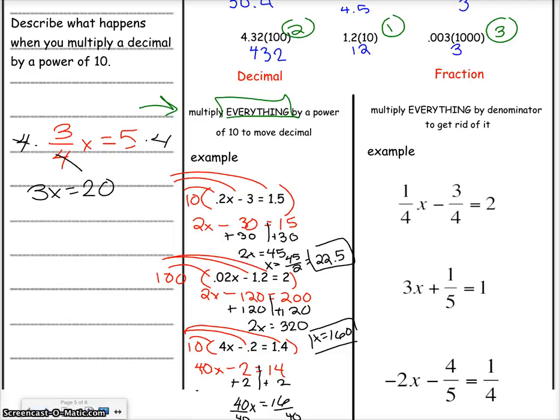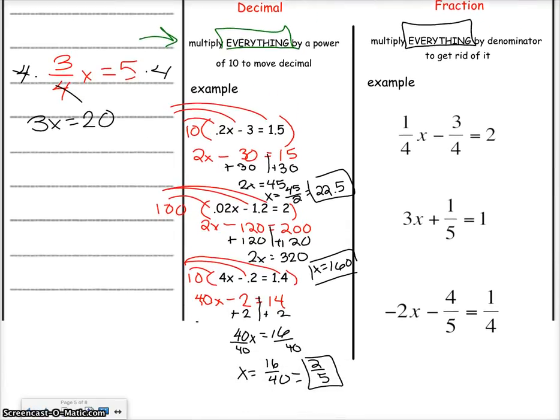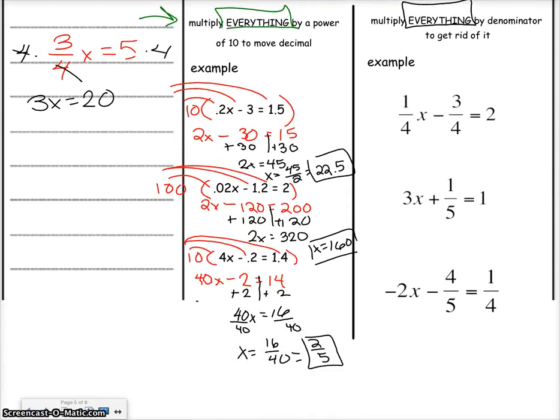If you're given a two-step fraction equation, get rid of the fraction if you want, right away. How do you do that? Multiply everything by the denominator, and it will get rid of it. But don't forget everything, because some kids forget to do it to everything. So if I wanted to get rid of my 1/4 and 3/4, what should I times through by? 4. So I'm going to times everything by 4.